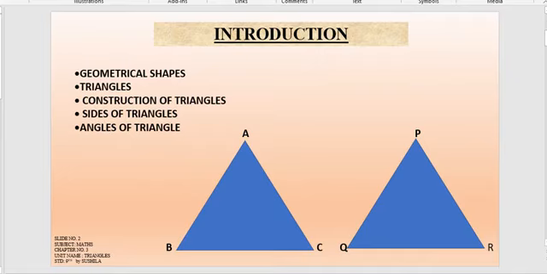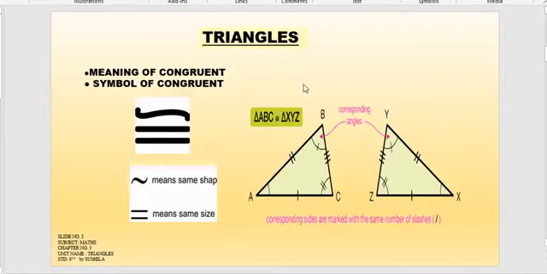Like in this chapter, what exactly are we going to see? In the chapter Triangles, that is congruency of triangles. Before going into detail on the congruence of triangles, we should know the meaning of congruent and the symbol of congruent, right?